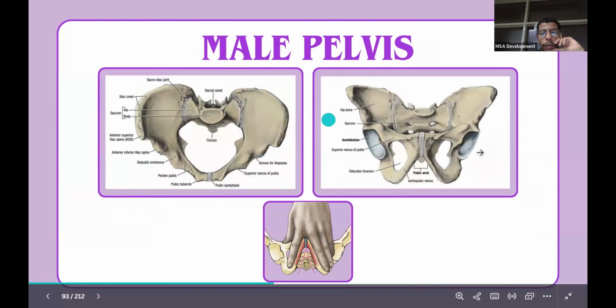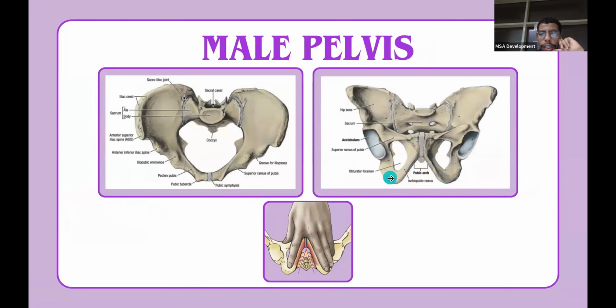Now, again, here are more differences. As you can see, this arch here is called the pubic arch. In males, it's a lot more angled. In females, it's a lot more of a curve. And as we said, the sacral promontory is poking out more.